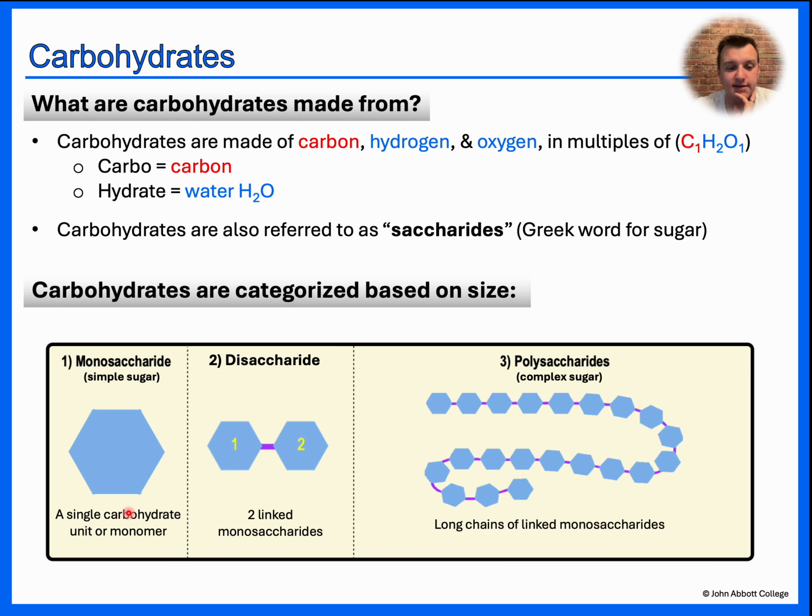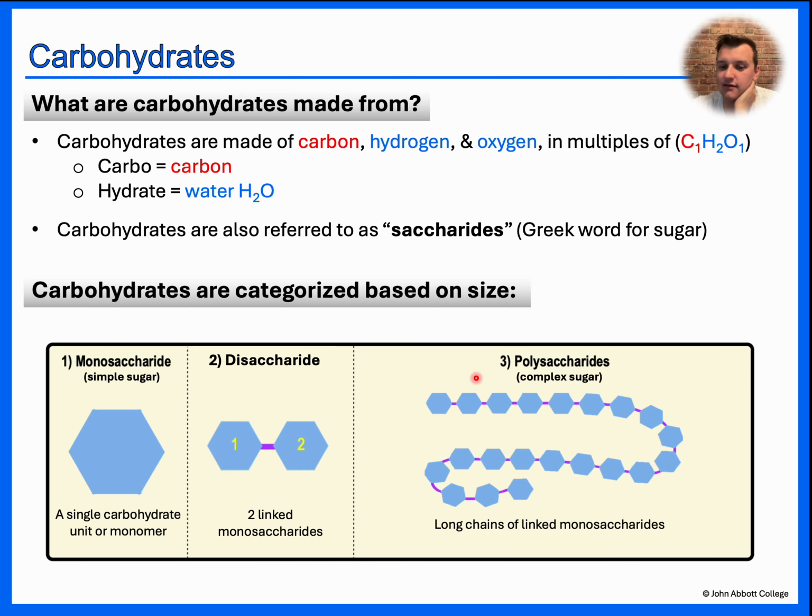This is one single carbohydrate unit, or remember we said that this was a monomer, right? This is one little Lego block. This is a monosaccharide, one Lego block. And if we put two Lego blocks together, two monosaccharides together, right? This is called a disaccharide. It's kind of the in-between. So a disaccharide is two linked monosaccharides.